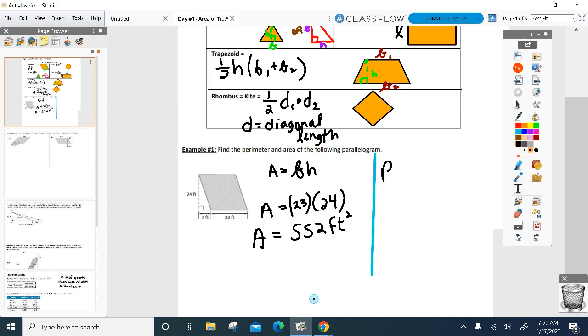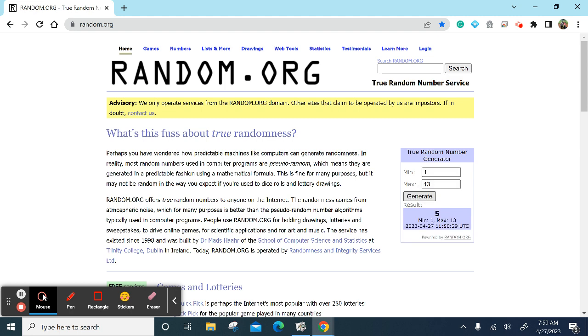All right, ready? Perimeter. The distance around the outside. Well, I already know one side's 23, and it's a parallelogram. What's definitely another side length then? 5.